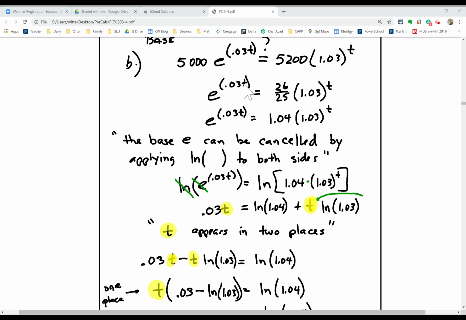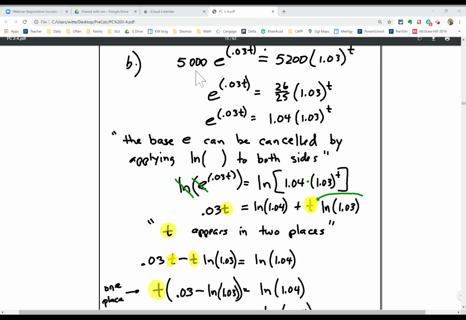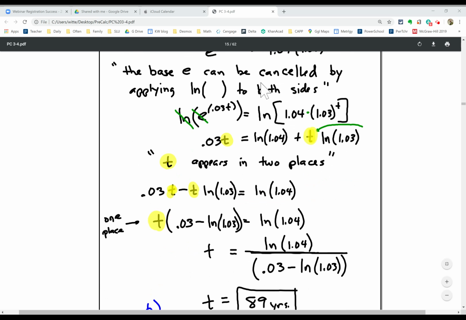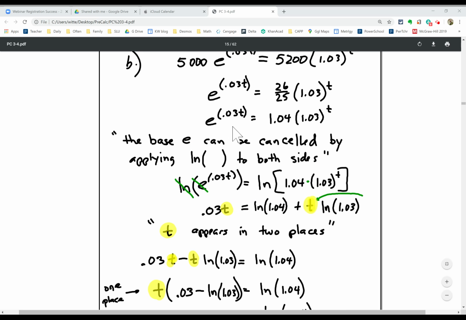But now here's the issue that we have to solve. We have t appearing on both sides, and t is in the exponent. And we have two different bases. We have base e on the left and the base of 1.03 on the right. That will be our challenge, but let's go ahead and make that happen from the slide that some of you already looked at.